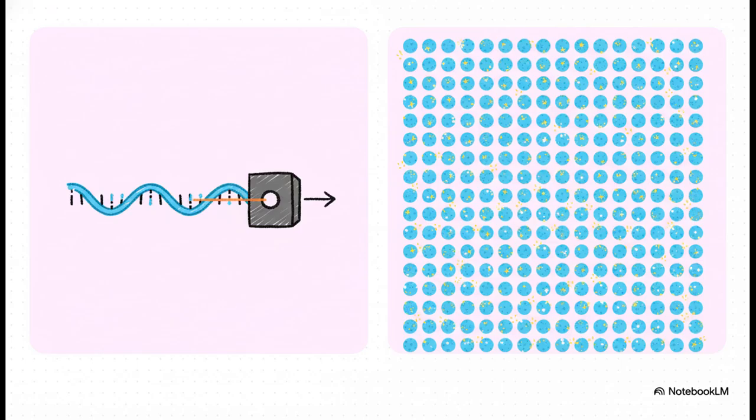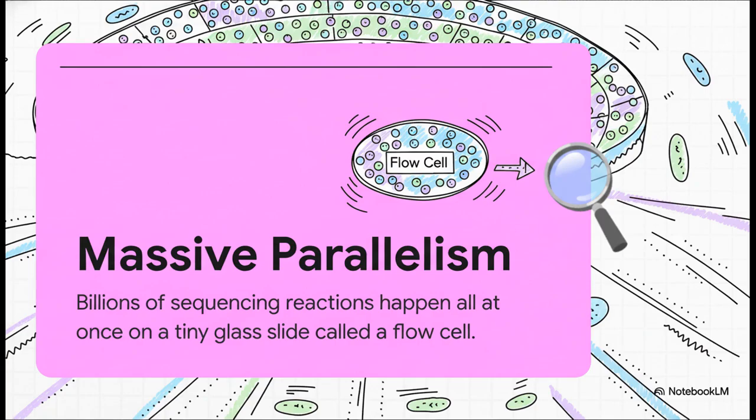Think about it. While Sanger is carefully reading one piece of DNA, Illumina is reading billions of them at the exact same time. The key idea here is what we call massive parallelism. So forget that single race lane. Instead, I want you to picture a microscopic stadium with billions of different reactions all happening at the same time on a glass slide that's literally smaller than your thumb.